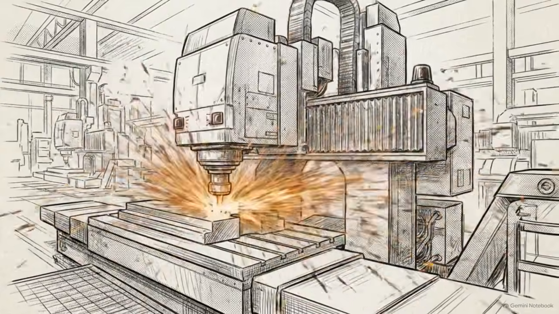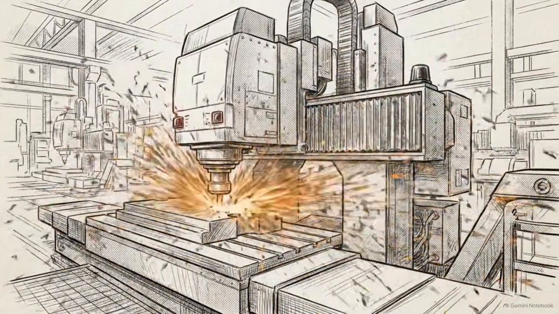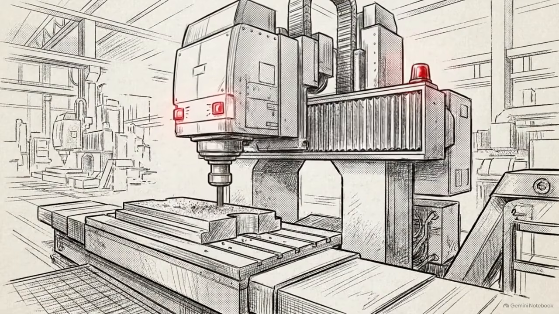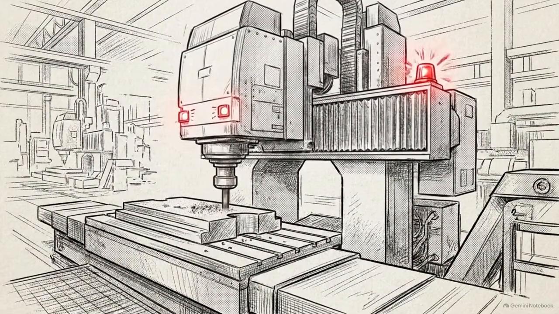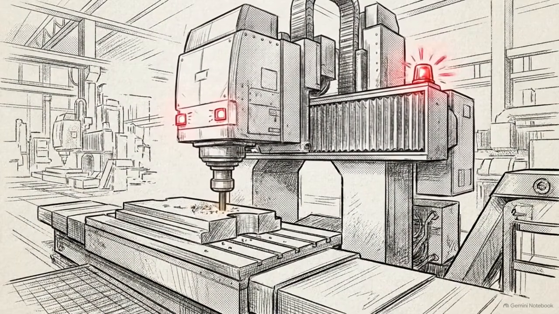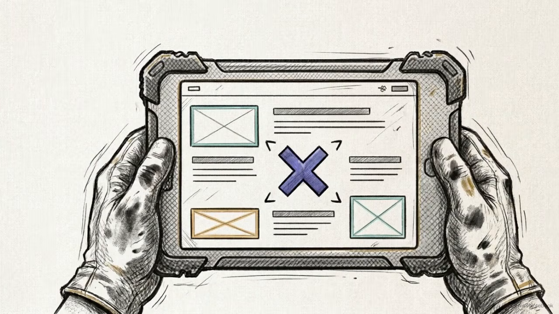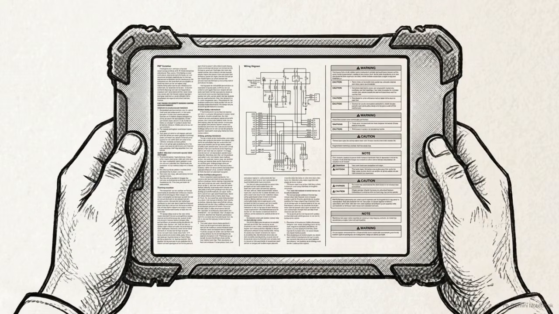Every minute an assembly line sits idle, global manufacturers lose thousands of dollars. When a critical CNC machine fails, the clock starts ticking instantly. The technician scrambles to find a fix, digging through a massive, unstructured 600-page digital manual to identify the problem and get the machine back online.